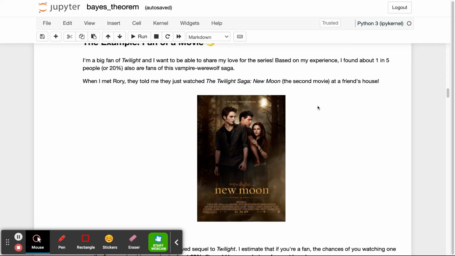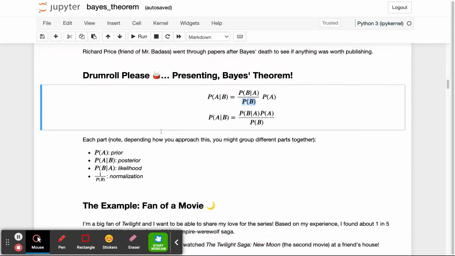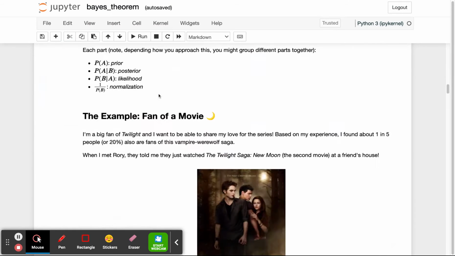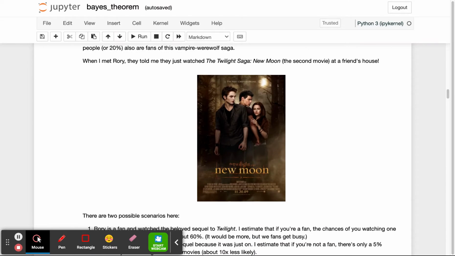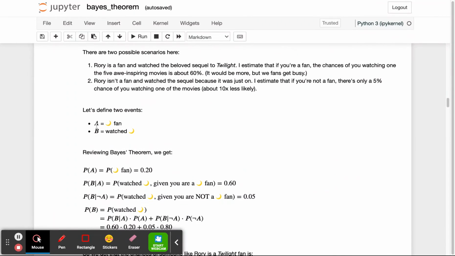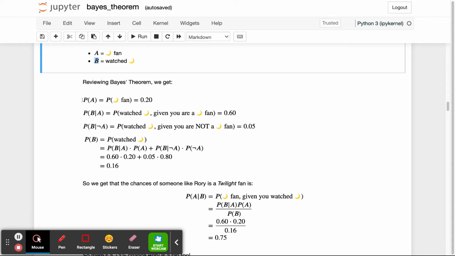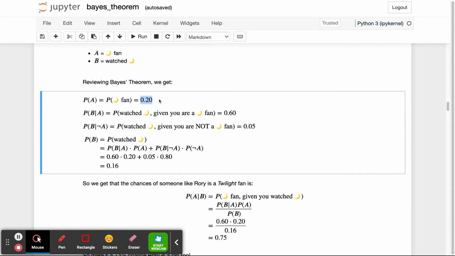So we have a scenario here about the Twilight movie, and we have someone by the name of Rory, and he watched the movie, and we want to know what is the probability that Rory is a fan given that he watched the movie, right? So that's the probability of A being a fan given that he did watch the movie. And so this is the information we have. The probability of being a fan is 0.2. So 20% of the population are fans.